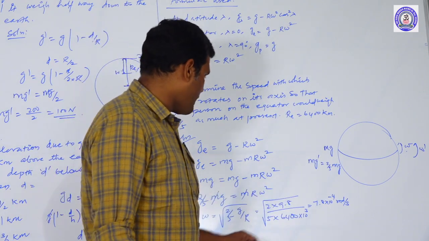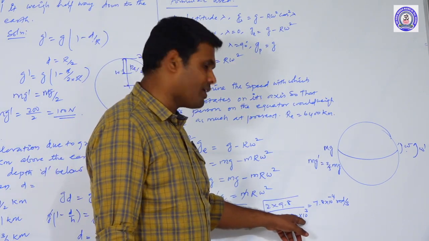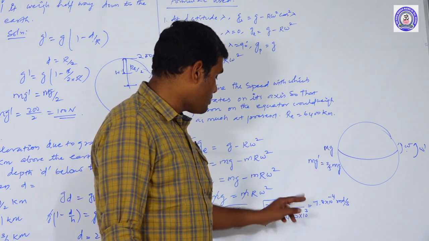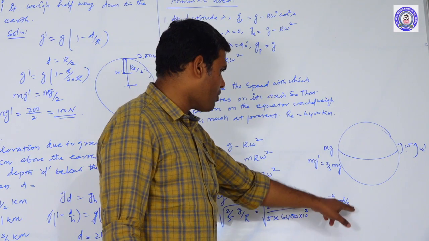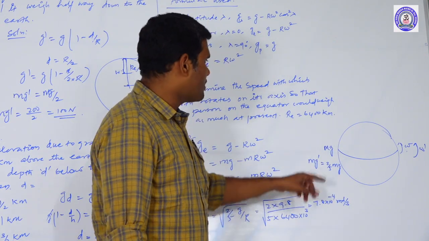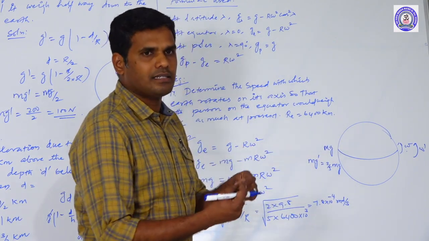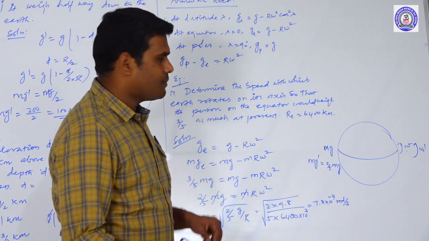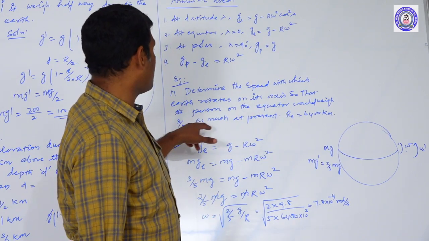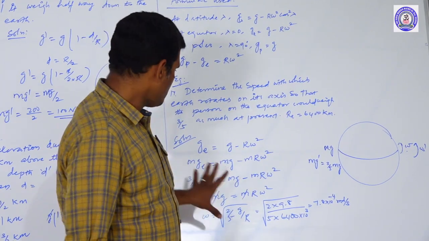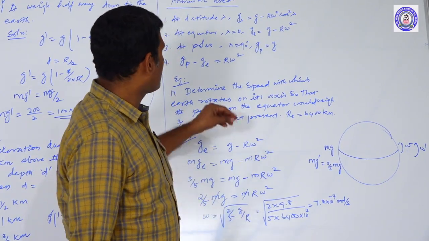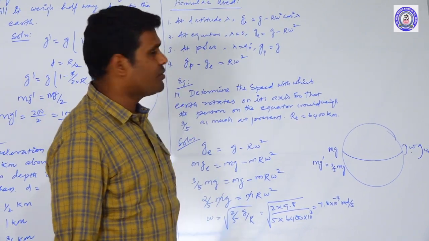The value of g is 9.8. The value of R is 6,400 kilometers, so in 10 power 3 I am changing it into meters. On simplification, I will get 7.8 into 10 power minus 4 radian per second. With this angular velocity, if the Earth rotates, then the man's weight on the equator is 3/5 as much as at present. Right? This is one way of solving the problem based on the variation of g with rotation of Earth.